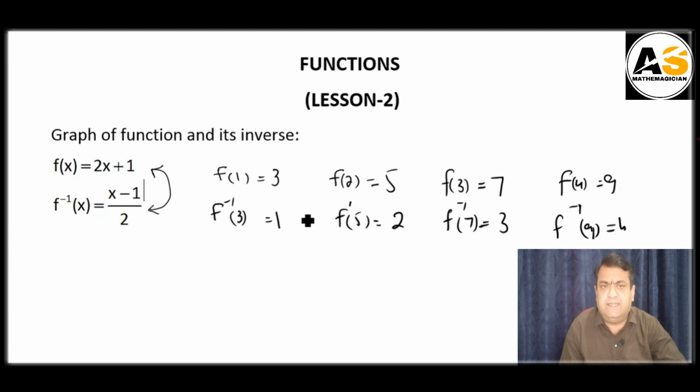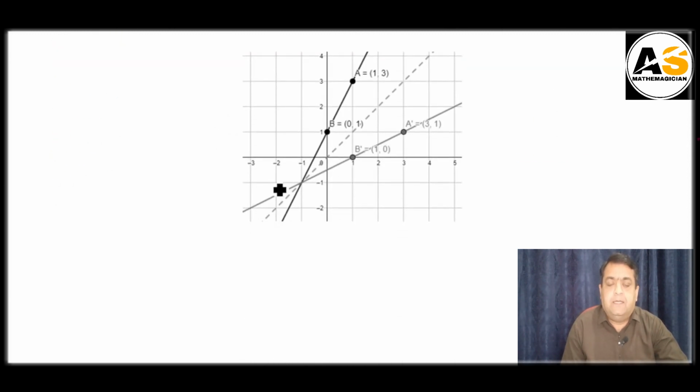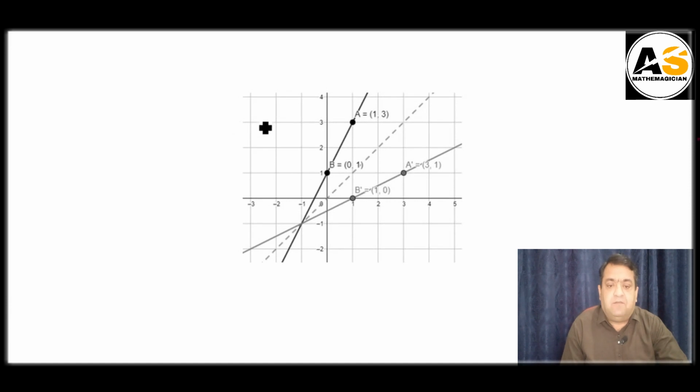Let us plot and see the graph of f and f inverse on the same axis. Look over here. This is the graph of f of x and this is the graph of f inverse of x. See this point? This point is 0, 1 and this point is 1, 0. Definitely 0, 1 and 1, 0 are inverse of each other. Then we have points 1, 3 and 3, 1.